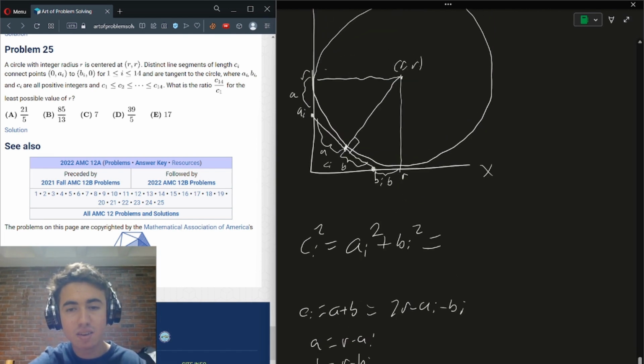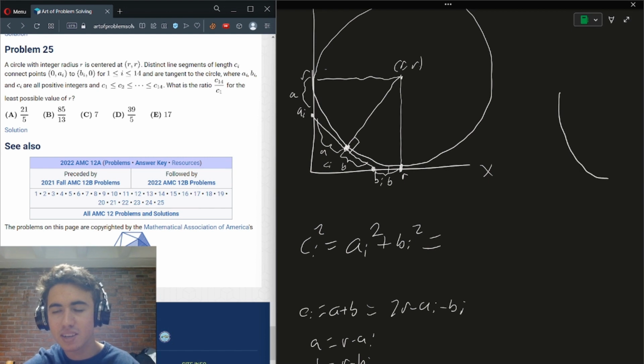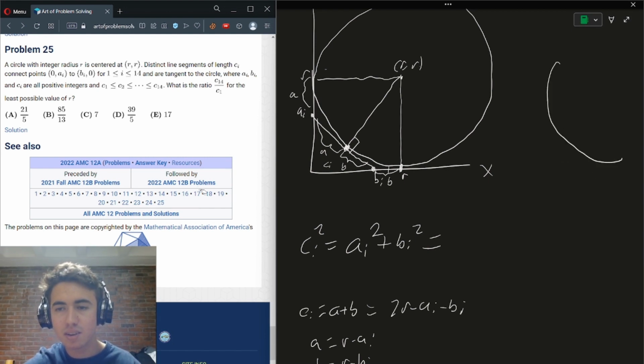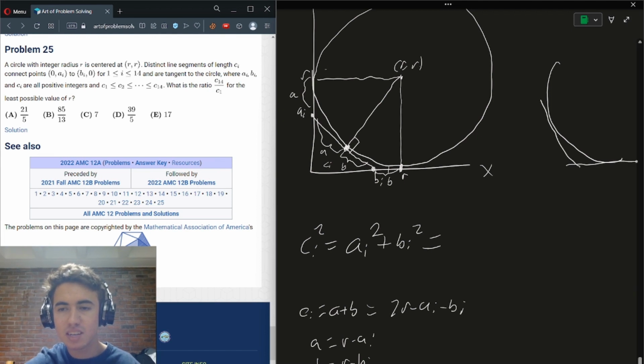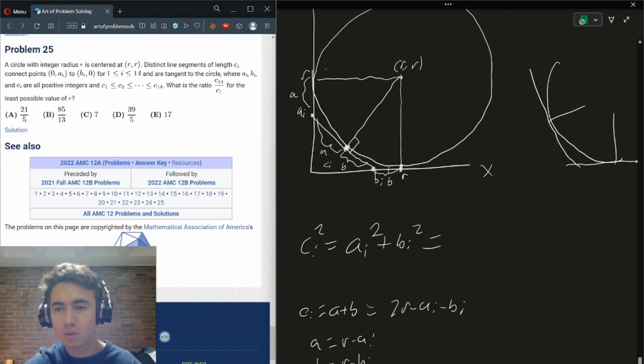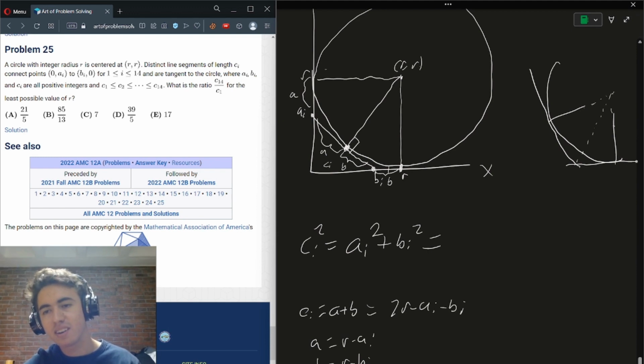And you might be asking, how did I know that these two line segments are equal? Let me redraw a close-up of this scenario. So we have a circle, and basically we have two tangent line segments. It will always be the case that these two segments are equal when two tangent line segments intersect. This is something you should probably remember, but hopefully it also makes sense, right?